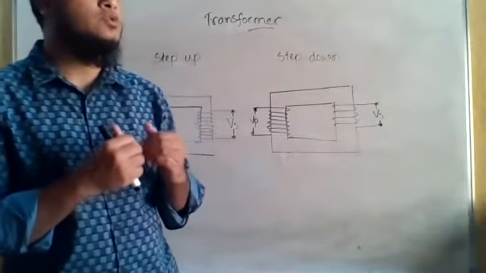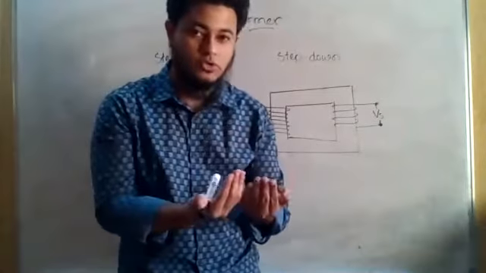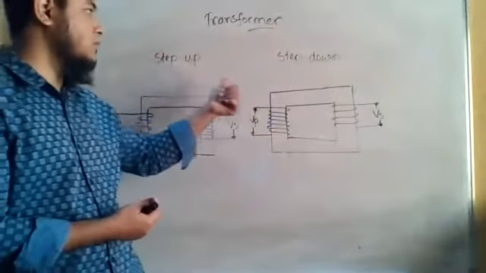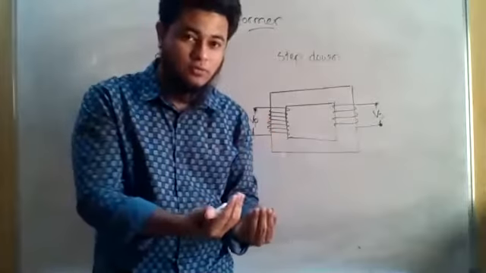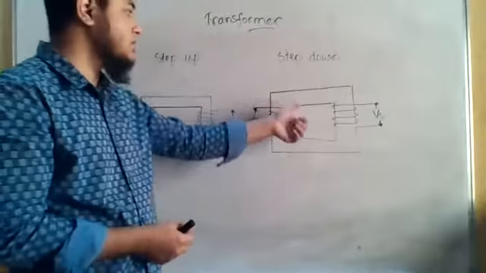So whenever we want to increase our voltage, we want to give a smaller input, but we want a bigger output. Then we will be using a step up transformer, and when we give a larger input and we want a smaller output, then we have to use the step down transformer.